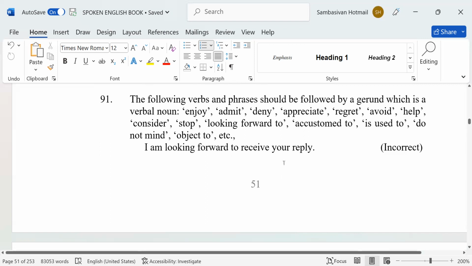The following verbs and phrases should be followed by a gerund, which is a verbal noun: enjoy, admit, deny, appreciate, regret, avoid, help, consider, stop, looking forward to, accused, accustomed to, is used to, do not mind, object to, etc.